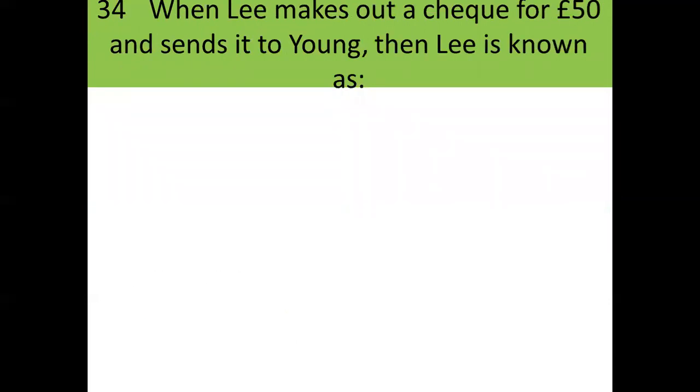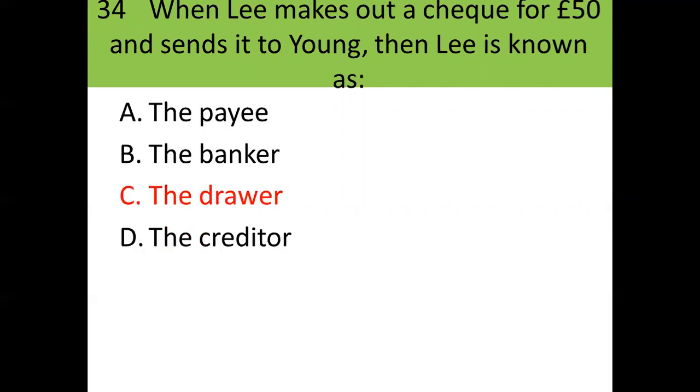Question 34. When Lee makes out a check for 50 and sends it to Young, Lee is known as a drawer who draws a check, as we have seen. And in this case, Young is the payee, and the bank which processes that check is called the drawee bank.